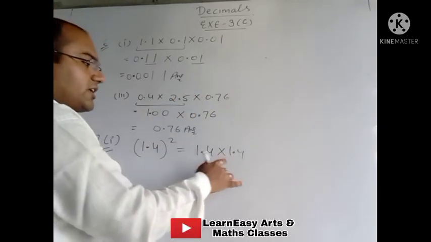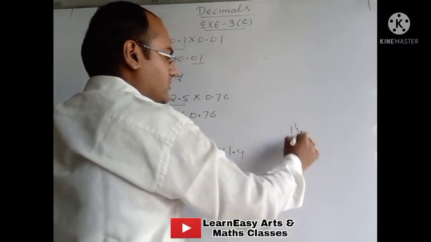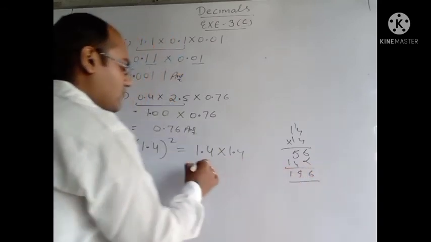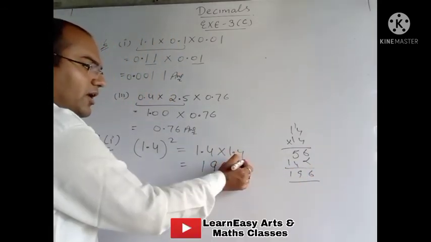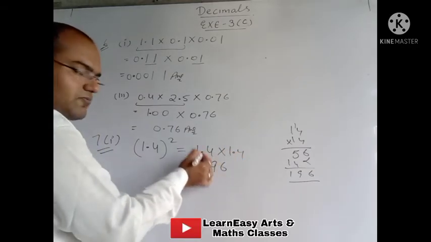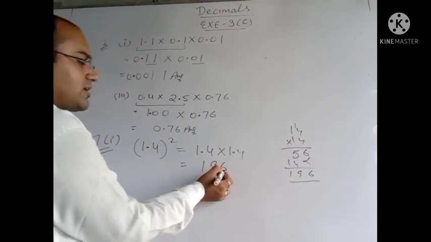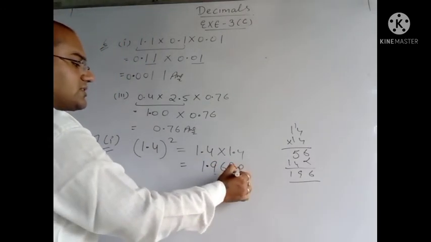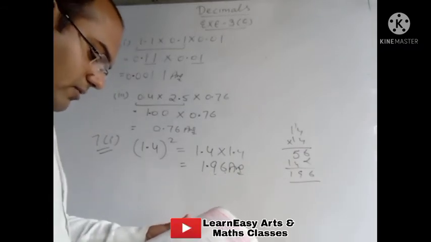Now 14 into 14 when you do in rough: 4 4s are 16, 4 1s are 4 and 1 is 5, 14, 6 9 1, 196 we will get. The point is before one digit in each number, so in total before 2 digits we have to put the point. So here we will put the point. Final answer is 1.96.